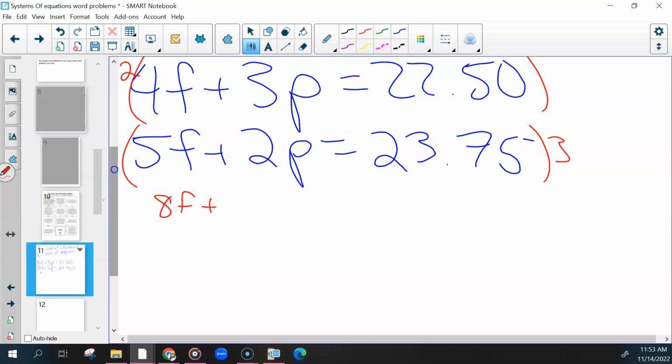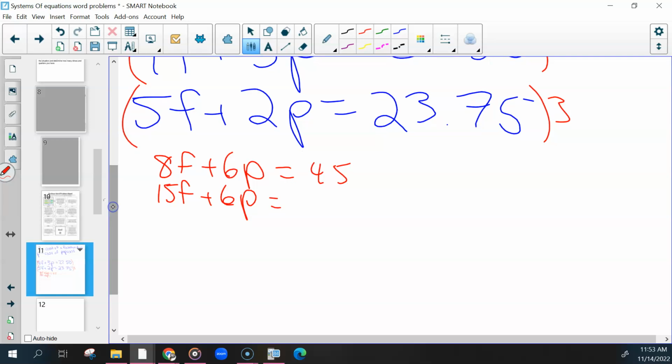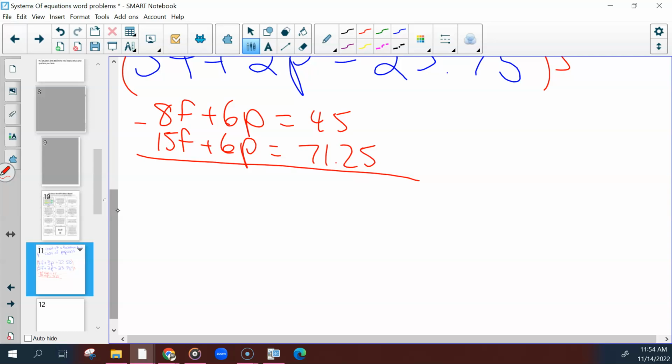So we have 8f plus 6p equals 45, I think. And then 15f plus 6p equals something. Multiply that, tell me what that is. To eliminate our p's, we would do what? Subtract, yes. So 8f minus 15f, we have negative 7f. The p's would cancel. 45 minus 71.25 would be what?